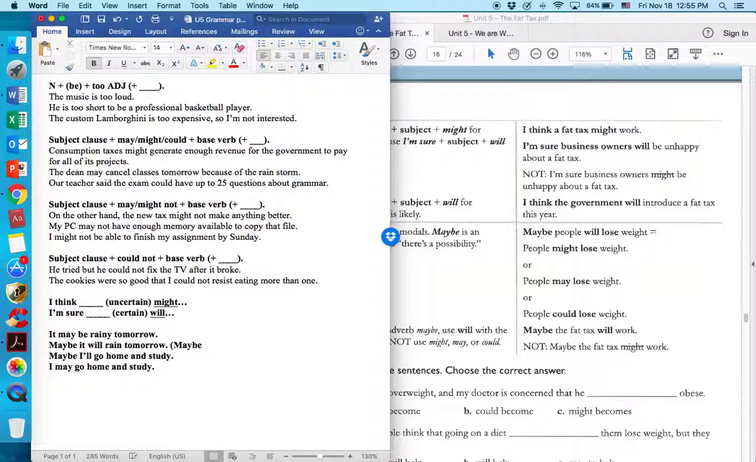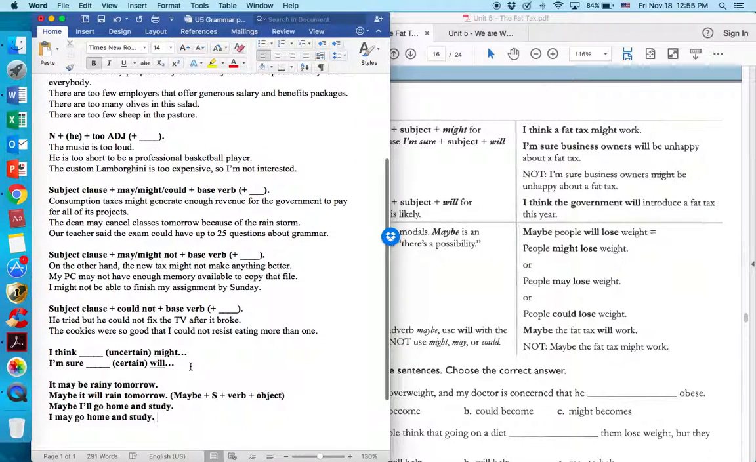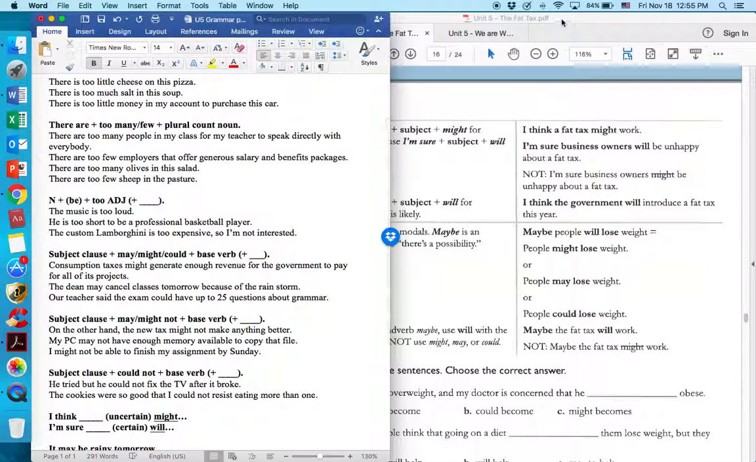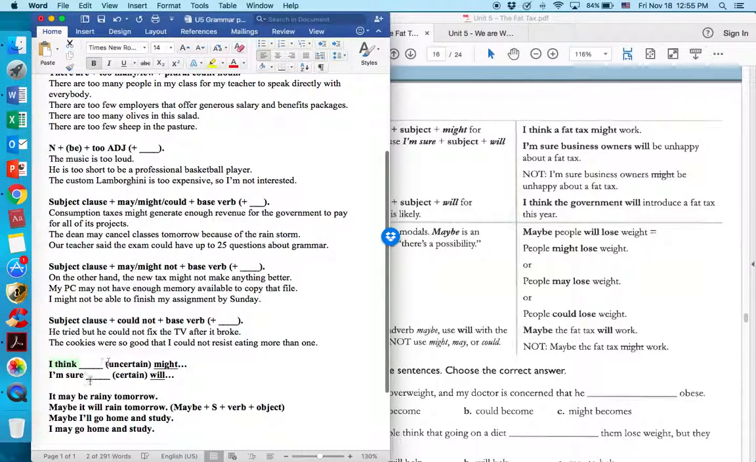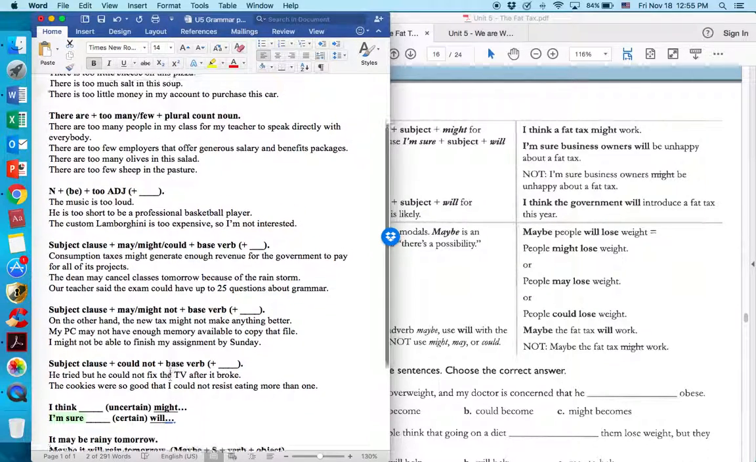So maybe is going to look like this. Maybe plus subject plus verb plus object. Right? Maybe just comes at the beginning of a sentence. That's pretty much all you have to remember. May does not come at the beginning of a sentence. Pretty easy. Right? So remember that if you see I think or anything like that, it's uncertain, and use might. I'm sure, or anything like that, is certain, and you'll use will.